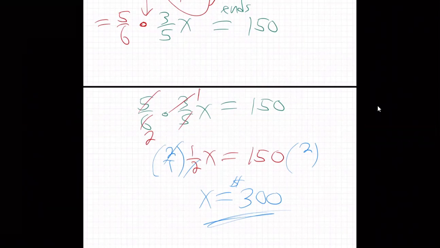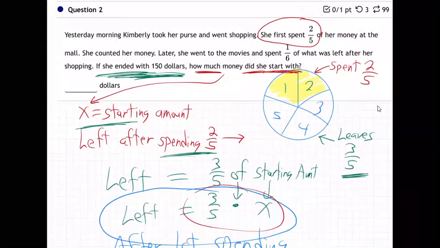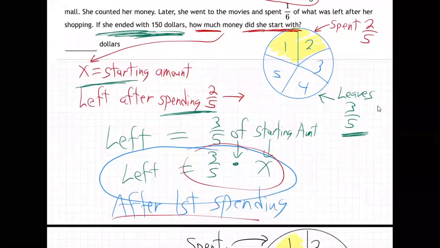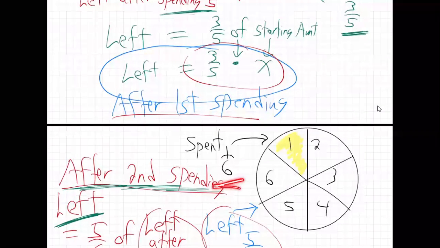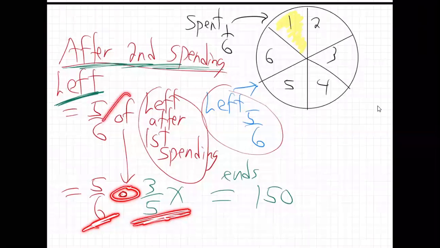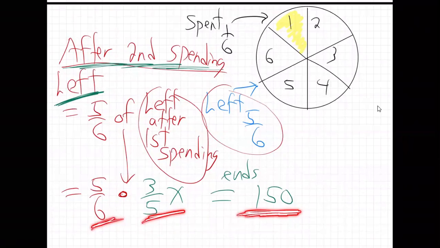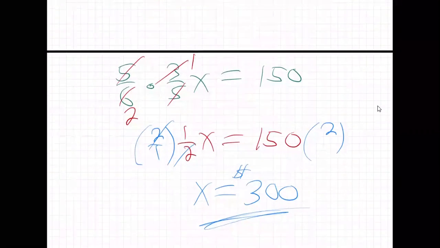There we go. So do you see how we did it? Let's run through it one more time. Kimberly did two spendings. First, she spent 2/5, which left 3/5. Then she spent 1/6, which leaves 5/6 of that. So 5/6 times 3/5 equals the 150 that was left in the end. To solve that, we just cross canceled. It's 1/2 X, multiply both sides by 2, 300.